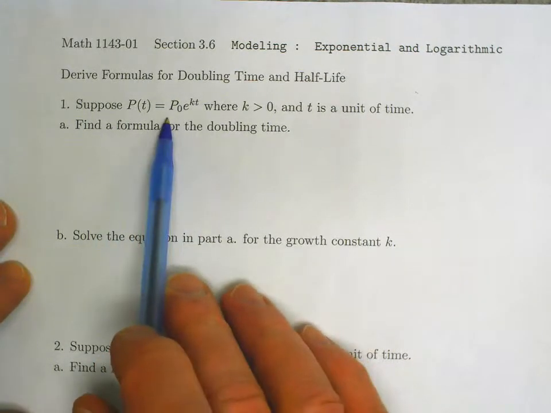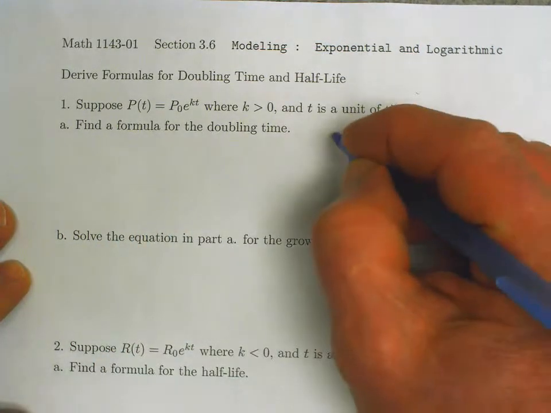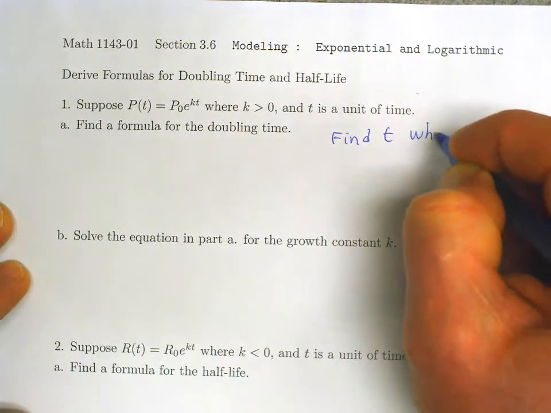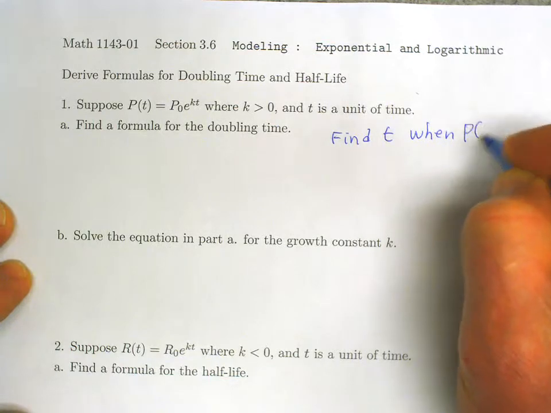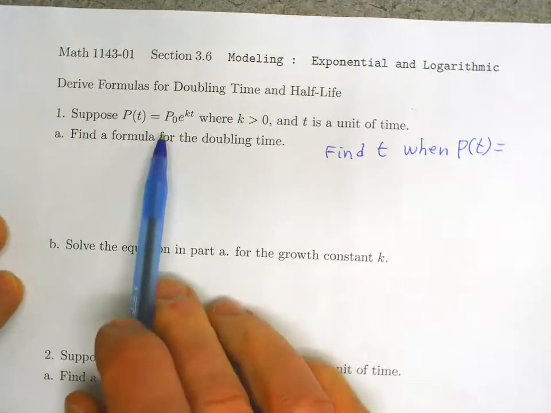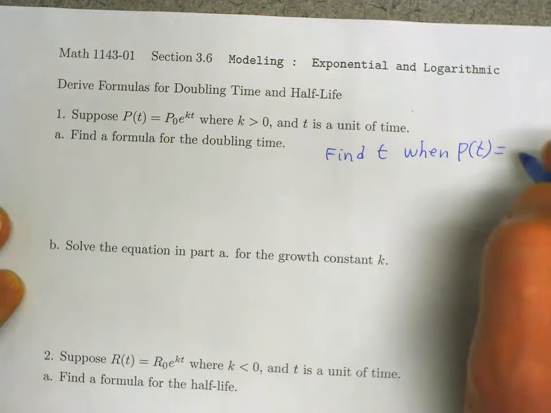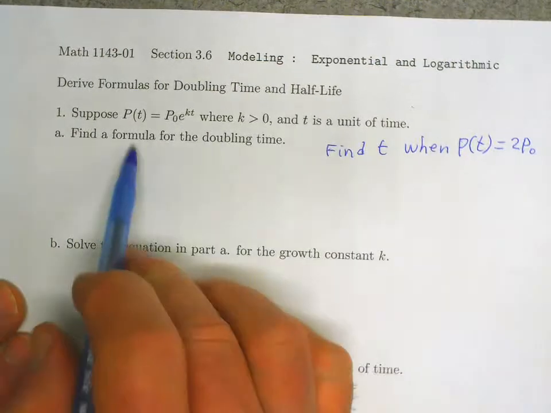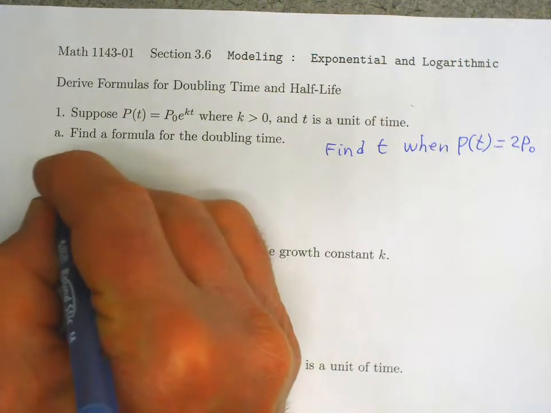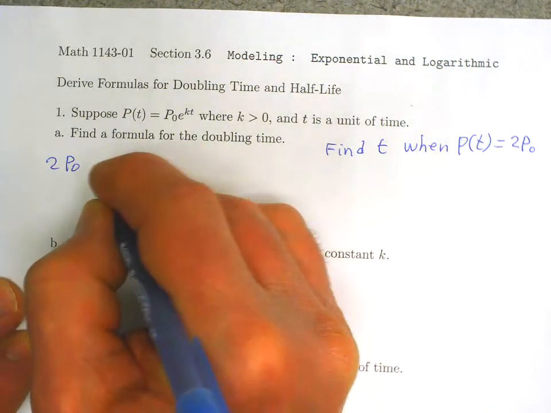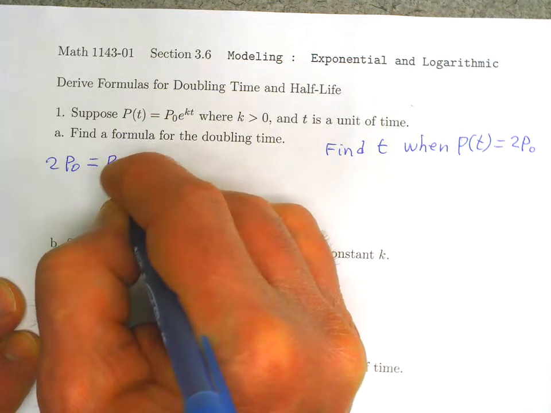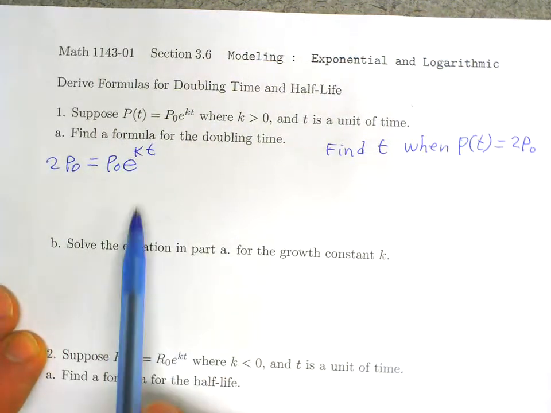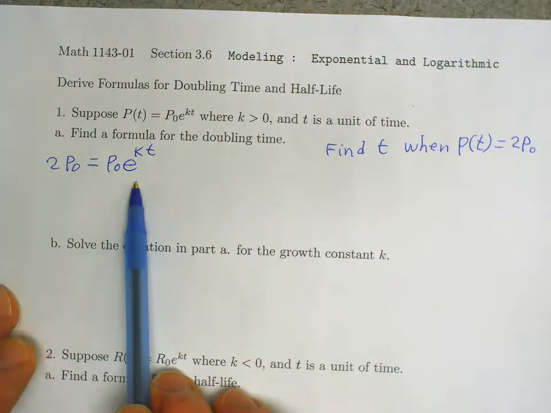Okay, so in other words, find t when P of t is equal to 2 times the initial amount, when it's equal to 2 times P sub 0. So in the function, replace P of t with 2 times P sub 0, set that equal to P sub 0 times e to the kt, and then we're going to solve for t. That will be the doubling time.